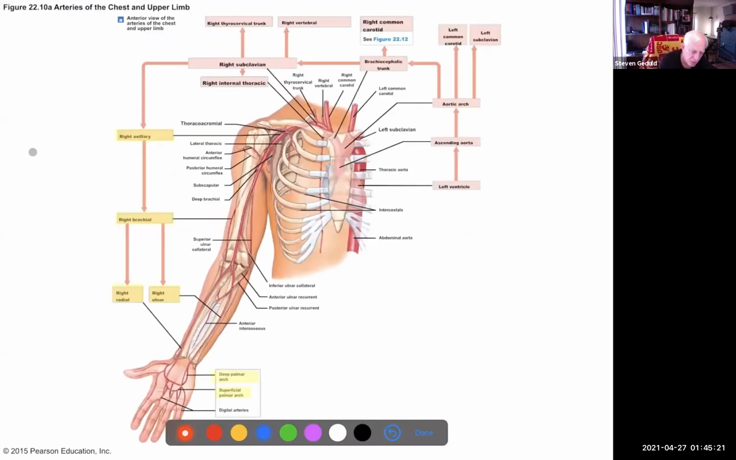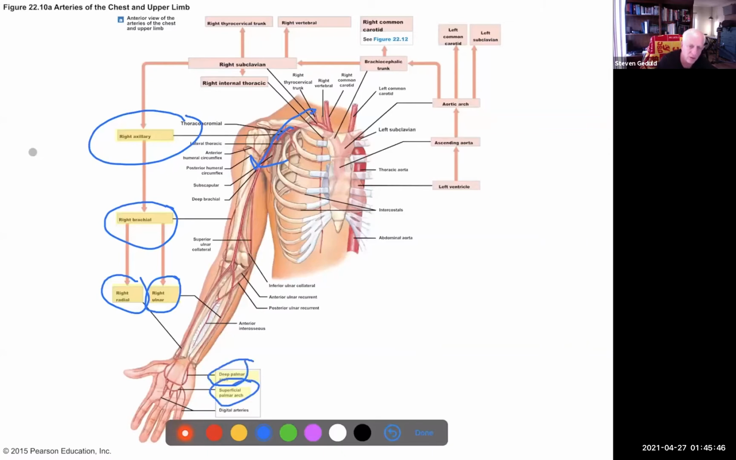So then again, here's your right axillary coming down. Right axillary breaks into the right brachial. The right brachial breaks into the right radial and the right ulnar. Same exact thing on the left-hand side. So the axillary artery goes into the brachial artery, goes into the radial artery and the ulnar artery. And they anastomose in the deep palmar arch and in the superficial palmar arch.